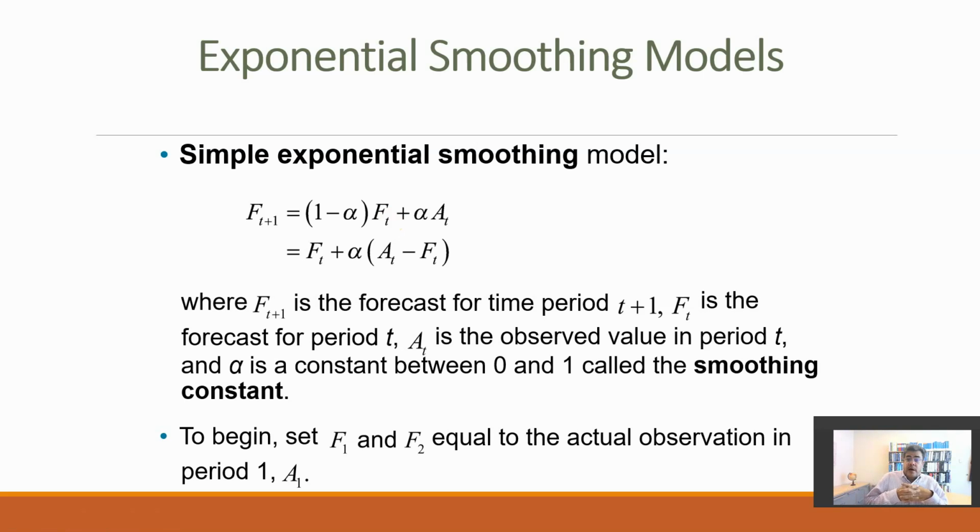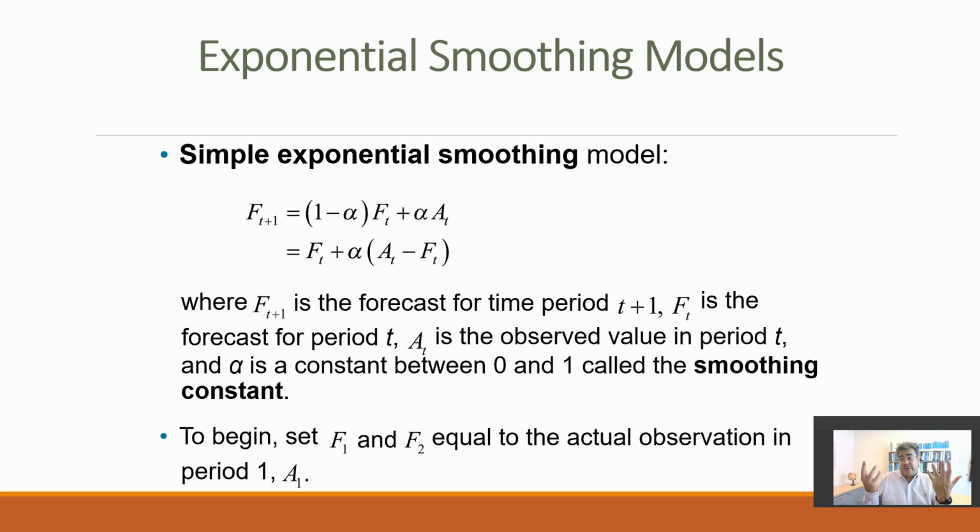So if I would like to forecast my sales for the next week, I go with 1 minus alpha times the forecast of the previous week, plus alpha times the actual number of the previous week, the last actual number known. Where F_T+1 is the forecast for time period T plus 1, F_T is the forecast for period T, A_T is the observed or actual value in period T, and alpha is a constant between 0 and 1, called the smoothing constant.